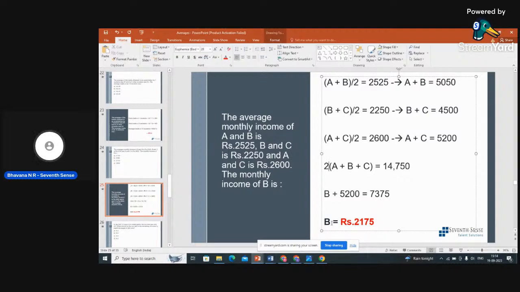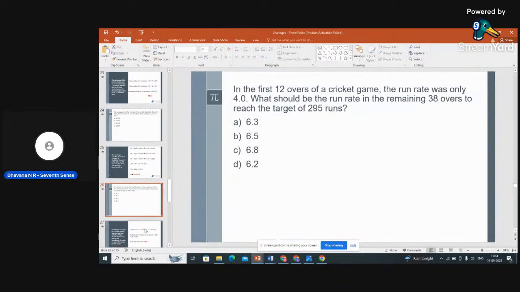So B is equal to 2175 rupees, which he is getting as monthly income. So for B, the monthly income is rupees 2175. Okay, next is the next question. So just do it yourself.